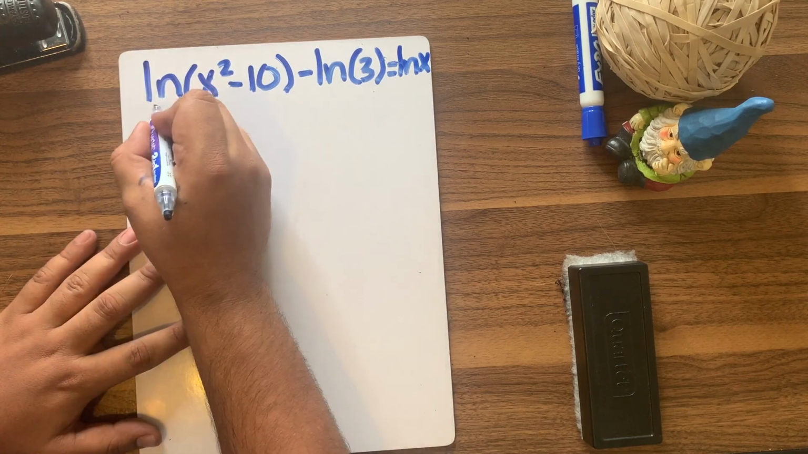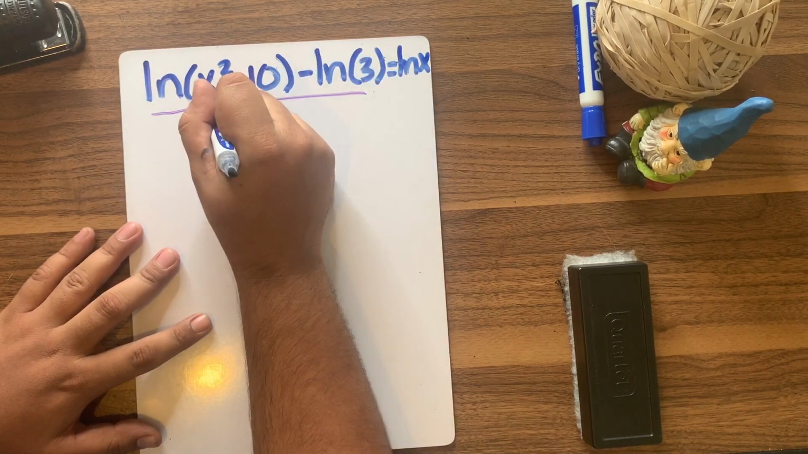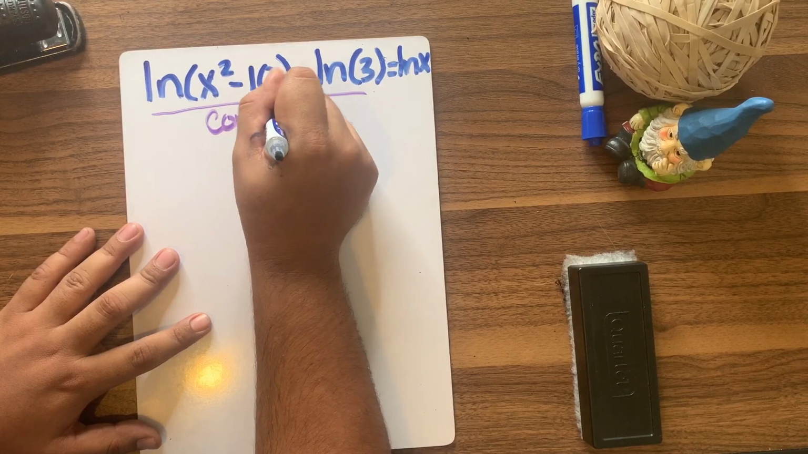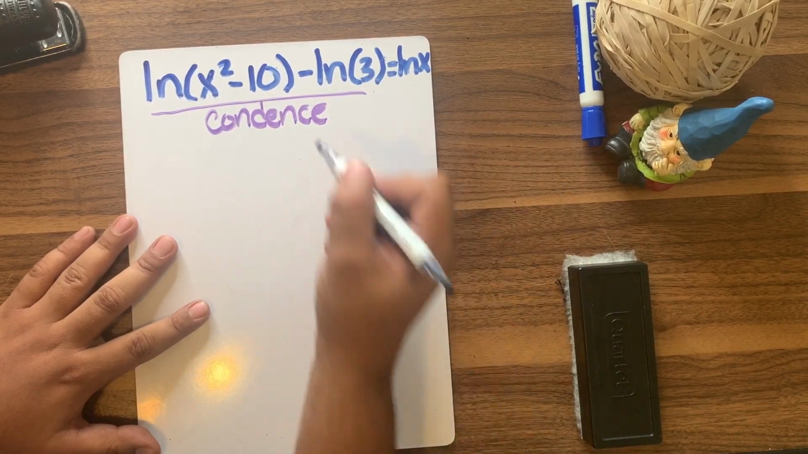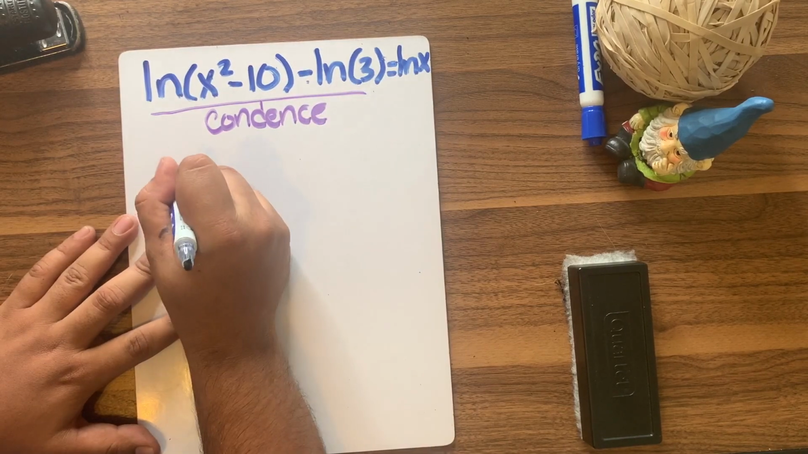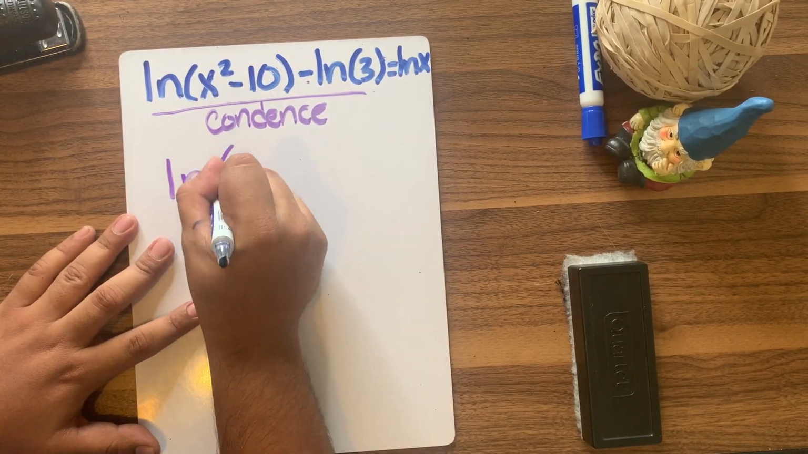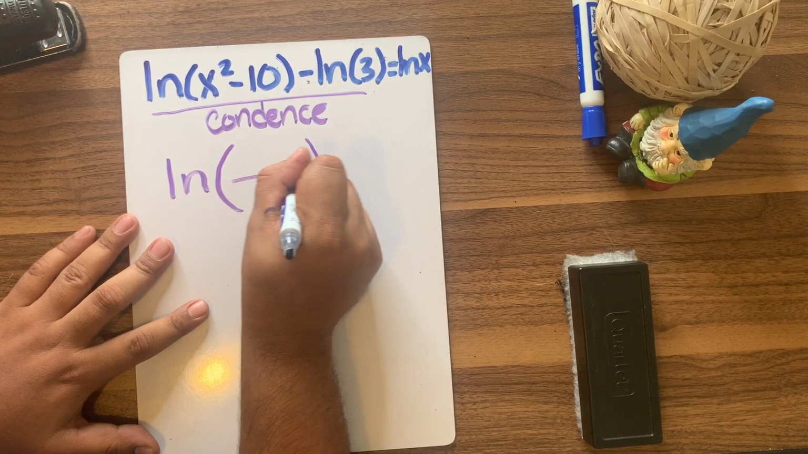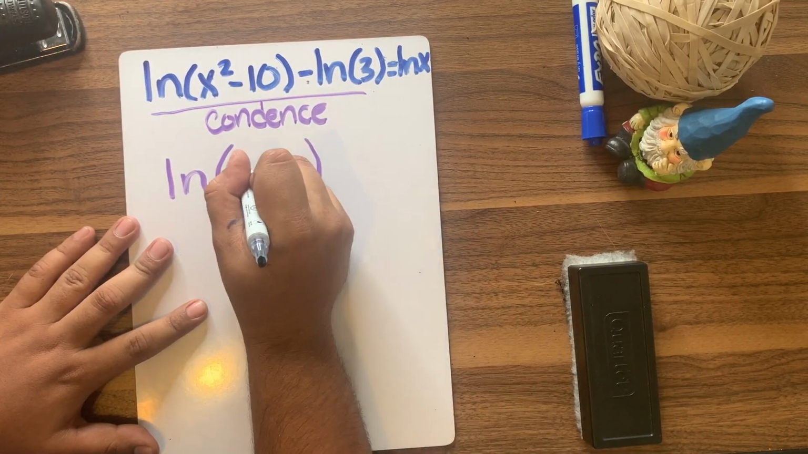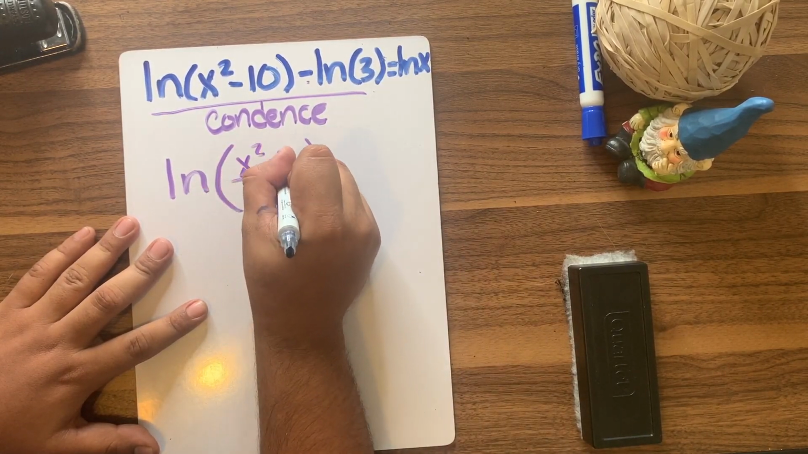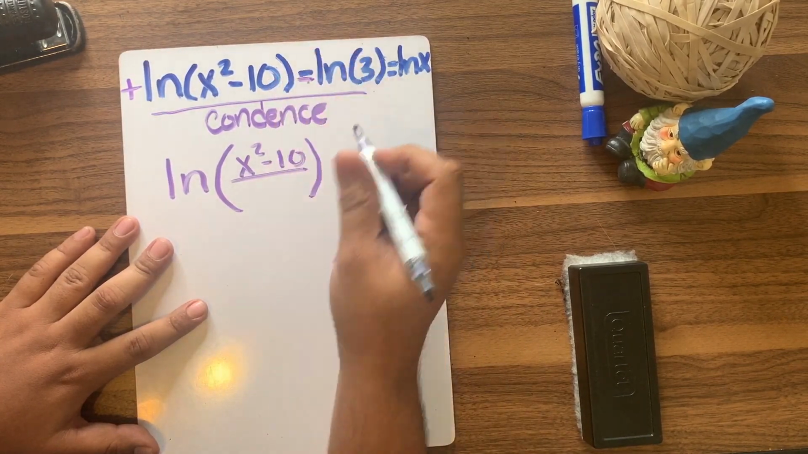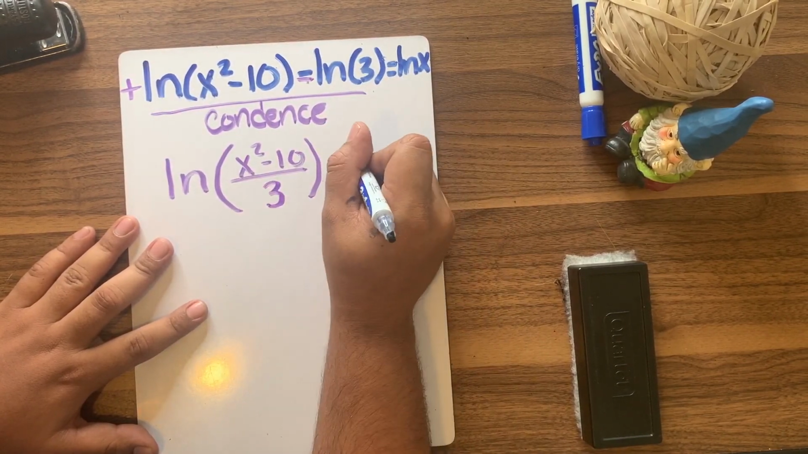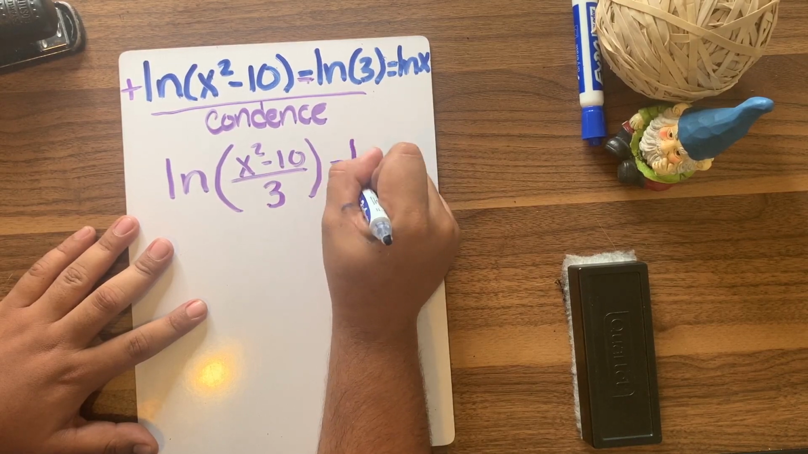Okay guys, we do need to condense the left side. Now we do have a negative, so it's going to have some kind of division. So in this case we have ln, and on the top of the fraction we're going to have the positive ln, which is x squared minus 10. And the bottom of the fraction is going to have the 3. And it's going to be equal to ln of x.